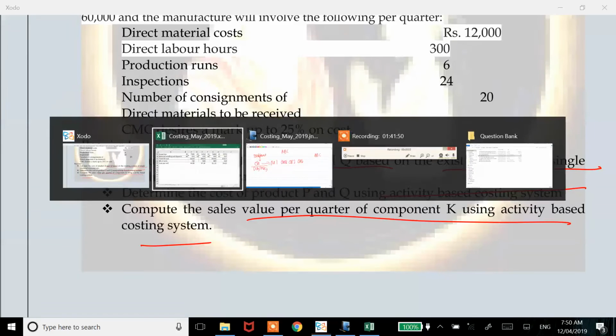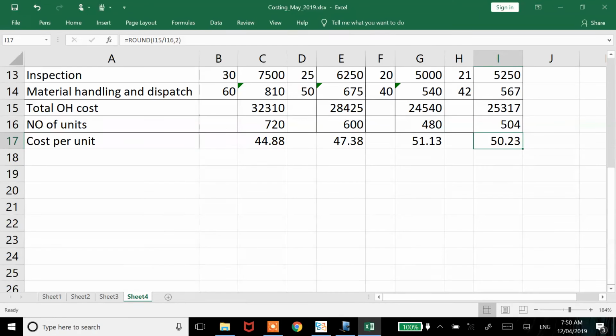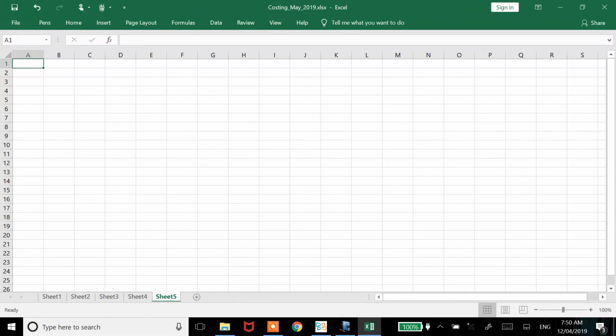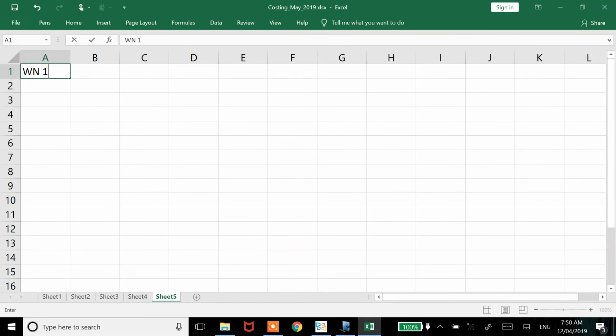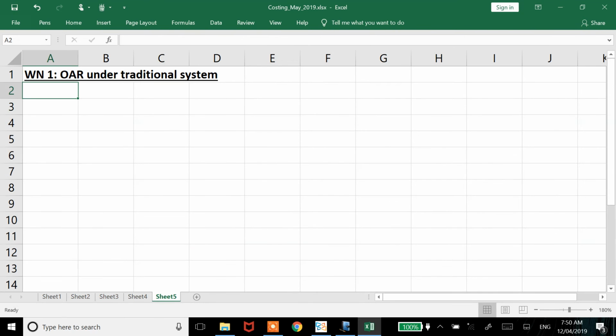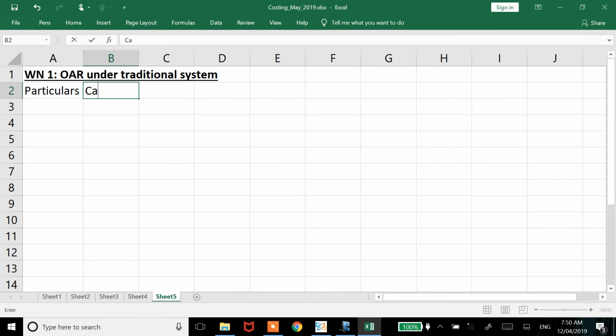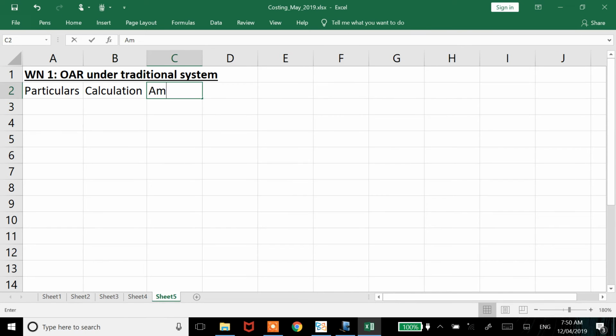Working note 1, overhead absorption rate under traditional system. Particulars, calculation, amount.